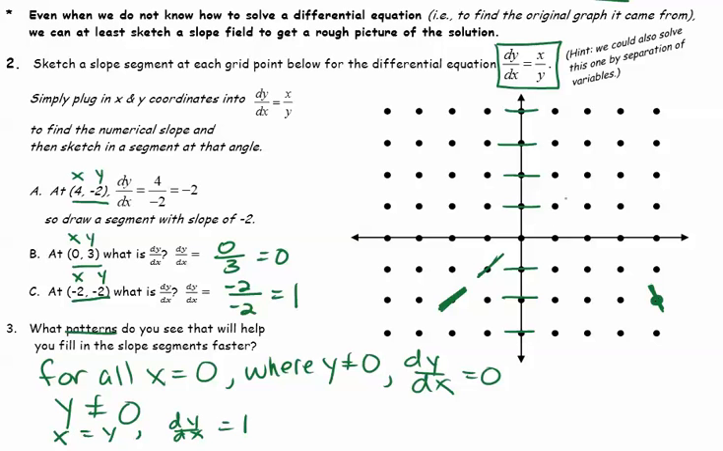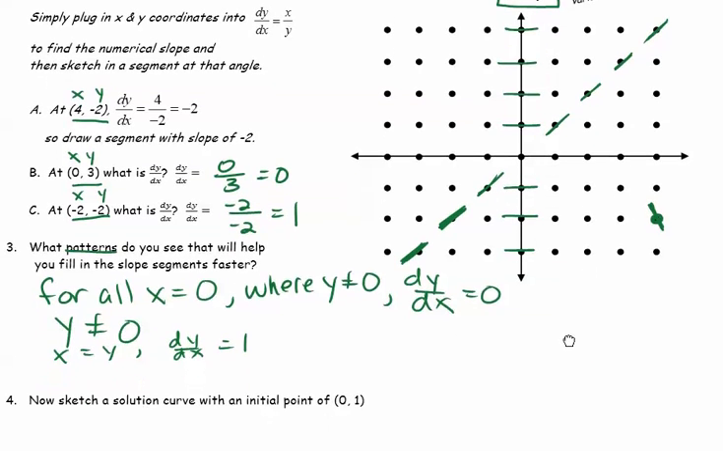So all the way up and down this 45-degree line, we can put in these tangent lines with a slope of +1. So the patterns that we find can make these slope fields go a lot faster. Does that suggest for you what happens if x is equal to the opposite of y? Then wouldn't the ratio be equal to -1? So on the opposite diagonal, we can do slopes of -1.